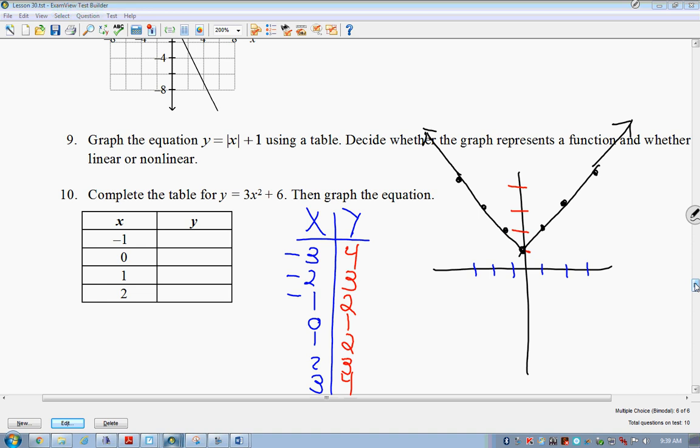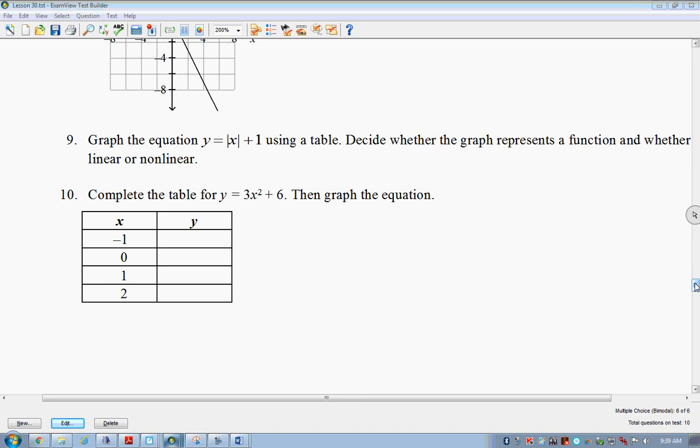Is this a function? Yeah. Okay. And is it linear? No, it's not linear. Okay. All right. So a graph represents a nonlinear function, and all absolute value graphs will be similar to that. In fact, later on we'll talk about parent functions, and this is the parent function of that, which gives you something that will look like this, because it will start at the origin and branch out. Okay. That was number 9.